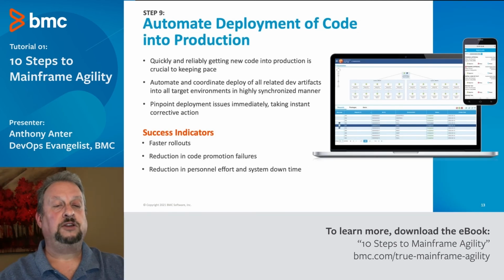Step 9, automate deployment of code into production. You want to quickly and reliably get any new code into production as fast as you can, but you want to make this a consistent process. Automation gets the human error out of this. It allows you to quickly push that code into production and pinpoint any issues immediately as soon as you push it in there. This is a key step in transforming your mainframe into an Agile component.